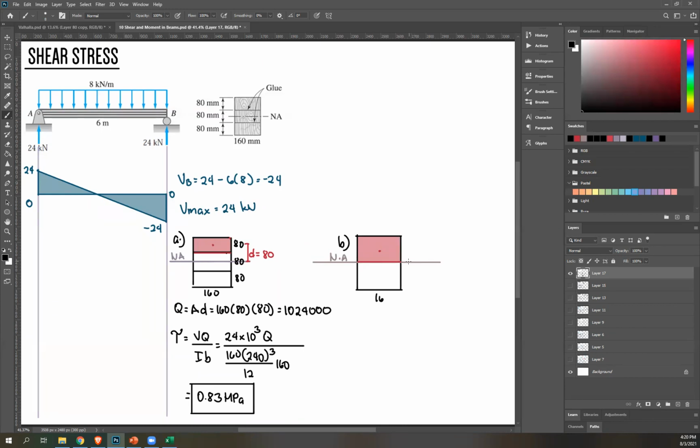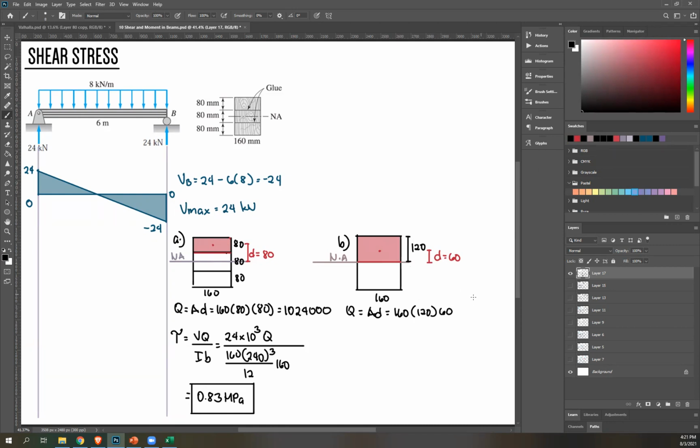So this is again 160, total height 240. Q is the same, A d squared. So 160 times, this height now is 120, right? Half of 240. This is also 120. So base times height of the shaded region times distance to neutral axis. And that's just half the height of your shaded region. So half of 120, that's 60. So 80 times 60 times 120 times 60.